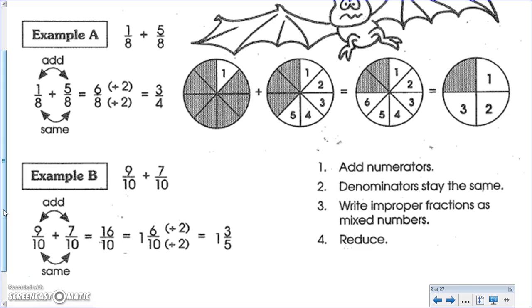So in example A, we added 1/8 and 5/8 and got 6/8. We simplify by dividing the numerator and the denominator by 2, and we get 3/4. Then in example B, they added 9/10 plus 7/10. And so they added the 9 plus the 7 and got 16/10 because the denominator stays the same. Then they wrote it as a mixed number, so 1 and 6/10. And then they simplified the fraction by dividing the numerator and the denominator by 2. So we get 1 and 3/5 as our answer.